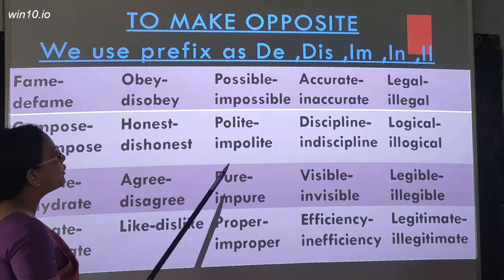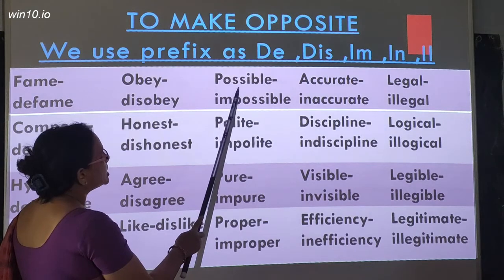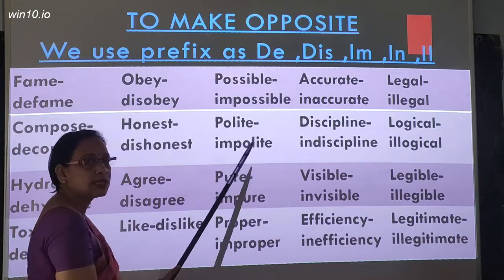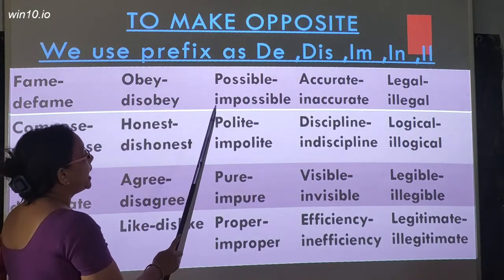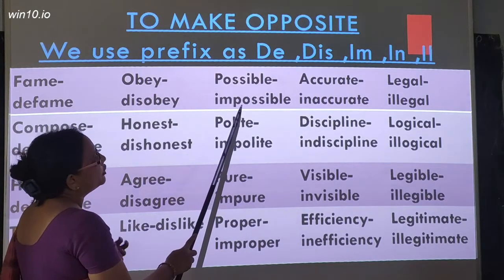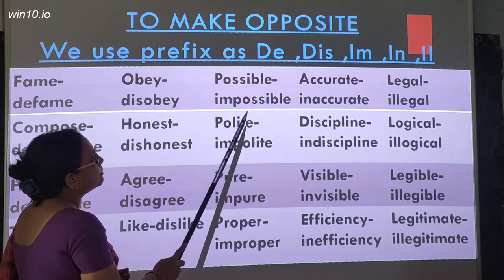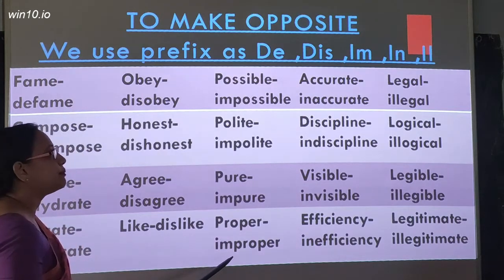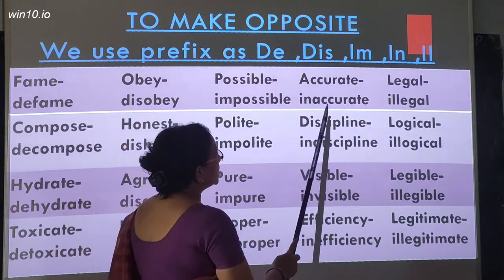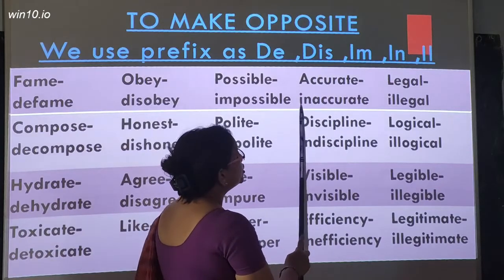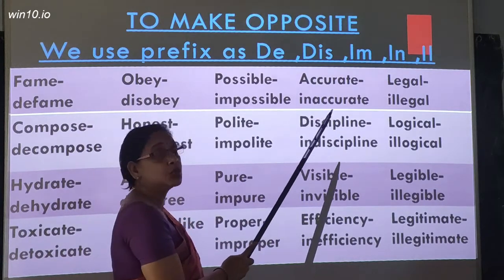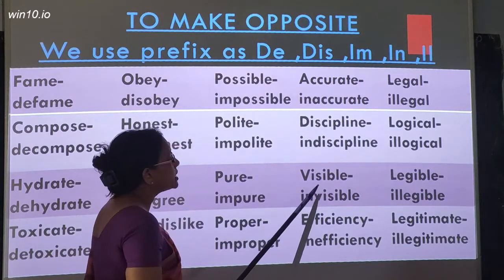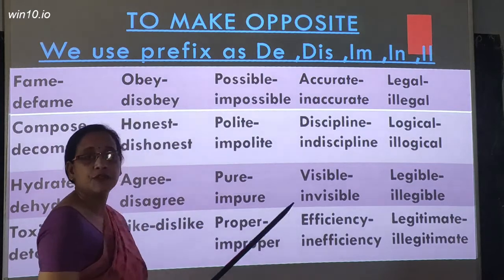Now take the example of im. Possible, impossible. This is also the opposite of possible. Impossible is the opposite of possible. Here we add im before possible. So this is impossible. Polite, impolite, pure, impure, proper, improper. Accurate, inaccurate. Here we put in before the root word. So this is accurate, inaccurate, discipline, indiscipline, visible, invisible, efficiency, inefficiency.